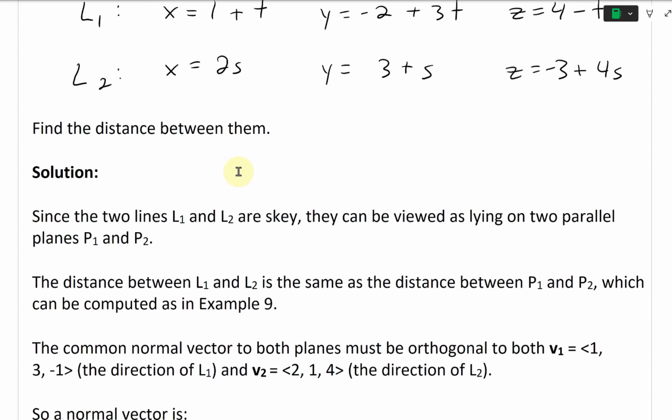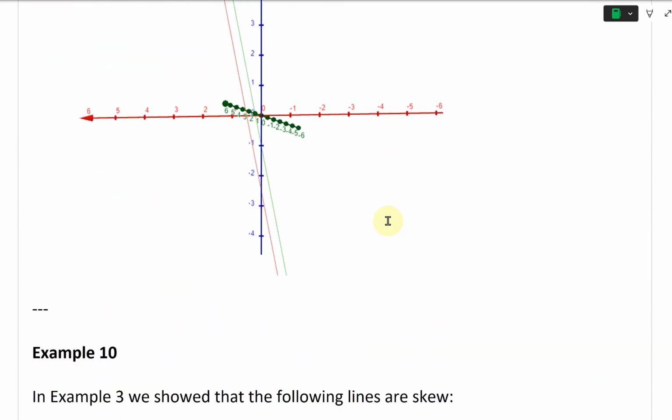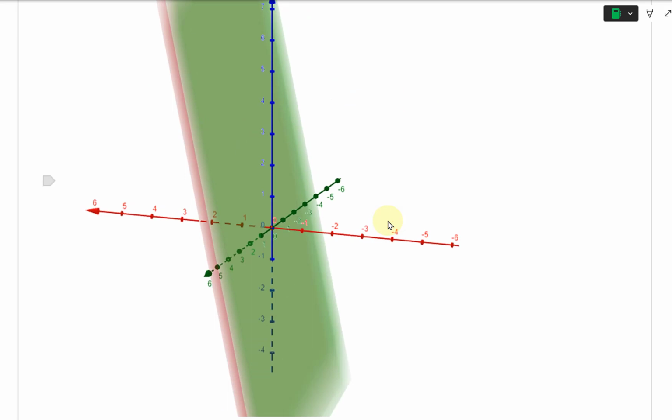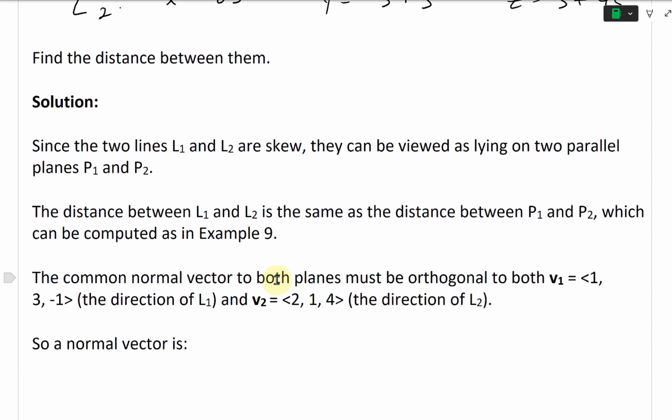Alright, so the solution. Since the two lines L1 and L2 are skew, they can be viewed as lying on two parallel planes, P1 and P2. For example, it just means that you'll have a line like this, so they're not parallel, but they never intersect. So imagine one line's on this plane, one line's on that plane. Then we could find the distance between them. All right, let's go further. Let's take a look at the solution.